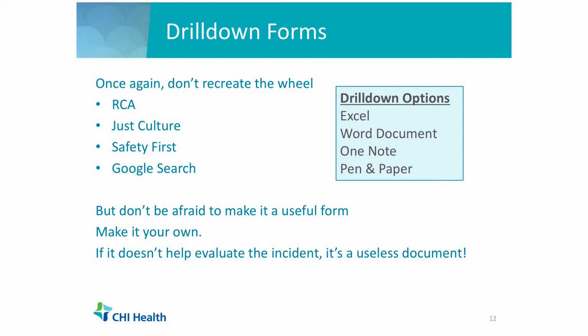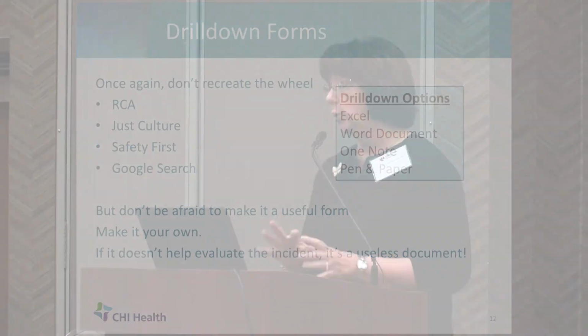And then once again, don't recreate the wheel. There are a lot of resources and a lot of review tools out there for reviewing patients. You can do a full RCA, which is a little dramatic for a hospital-acquired C. diff, but some places do that. They have just culture, safety first. You can do a Google search. There are all different kinds of options out there. If you just Google C. diff review sheet and click images, there's a gazillion of them you can see.